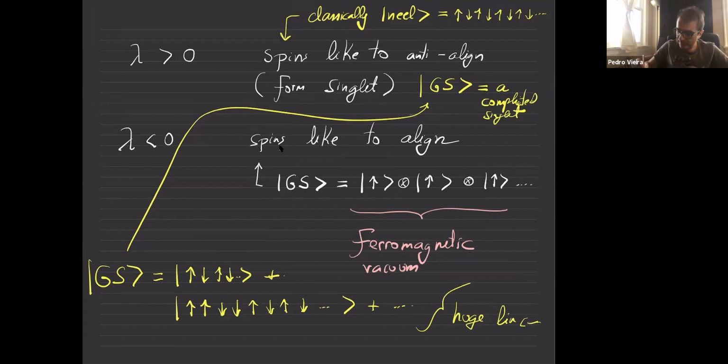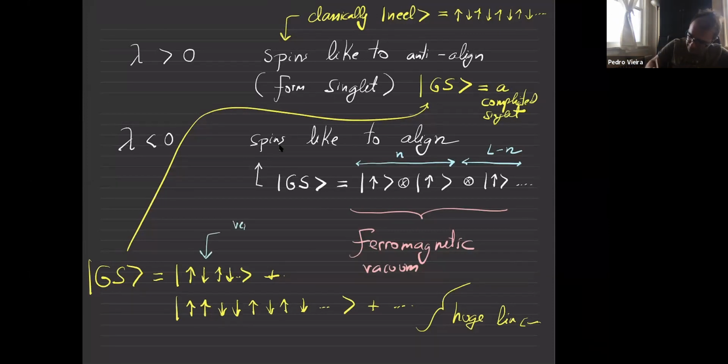So first, in the ferromagnetic vacuum, there is no entanglement, in the sense that you can really say the first n spins are up and the remaining L minus n spins are up. You can write your quantum state as whatever happens in the first piece of the chain times what happens in the second piece. It factorizes, because everyone is up. In the antiferromagnetic state, you cannot say that this state is some piece times some other piece. It's a linear combination. So it's really a quantum state, a very entangled state, whereas here there is no entanglement.